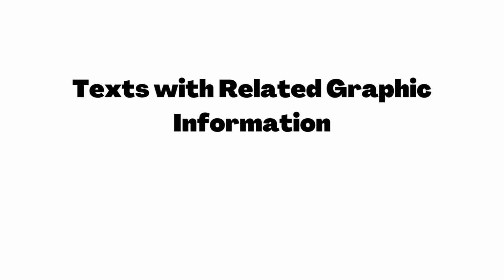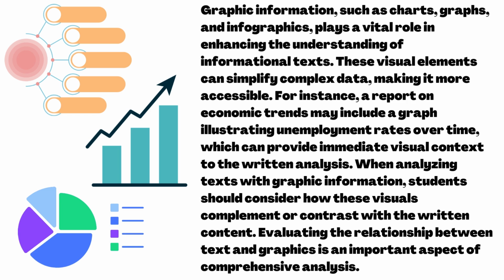Texts with related graphic information. Graphic information, such as charts, graphs, and infographics, plays a vital role in enhancing the understanding of informational texts. These visual elements can simplify complex data, making it more accessible. For instance, a report on economic trends may include a graph illustrating unemployment rates over time, which can provide immediate visual context to the written analysis. When analyzing texts with graphic information, students should consider how these visuals complement or contrast with the written content. Evaluating the relationship between text and graphics is an important aspect of comprehensive analysis.